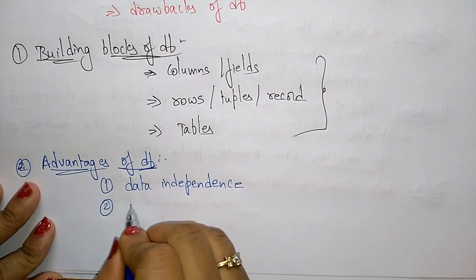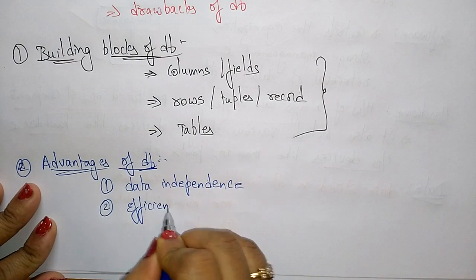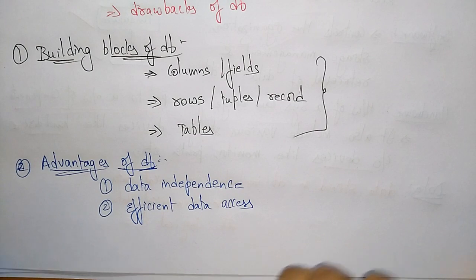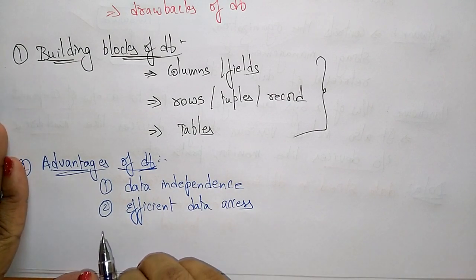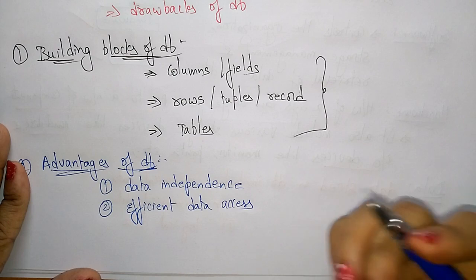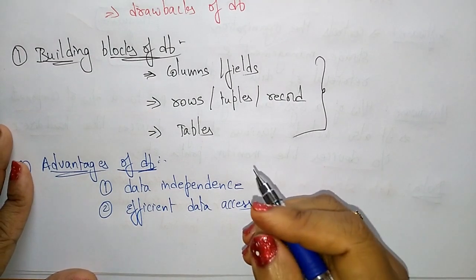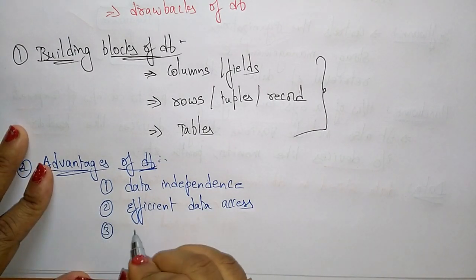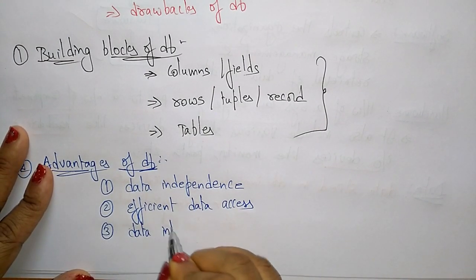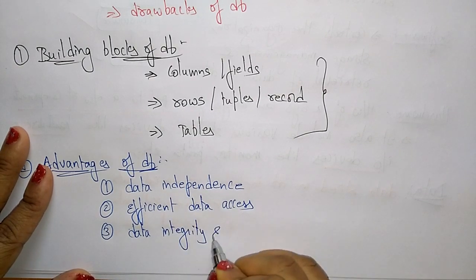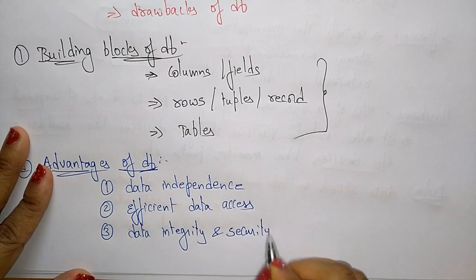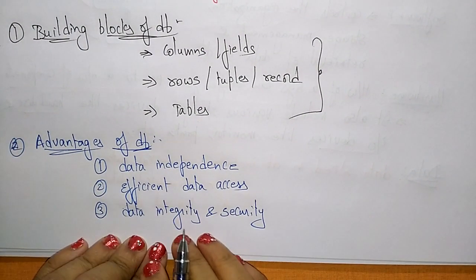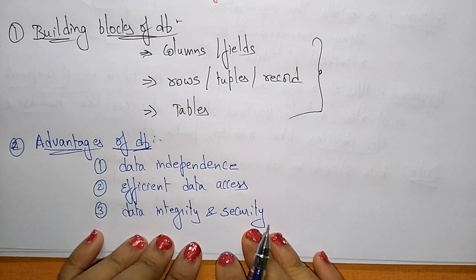Second one, efficient data access. The database can access the data efficiently. So when compared to the file system, the database can access the data efficiently, with faster and more secure access. Third one, data integrity and security. So if you use the database system rather than file system, it has the data integrity and the security will be there.